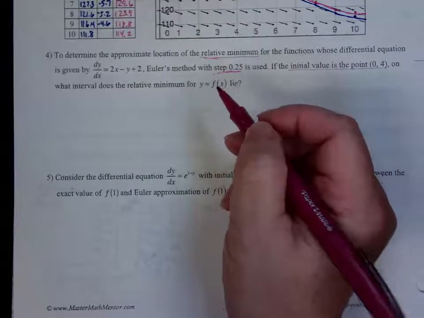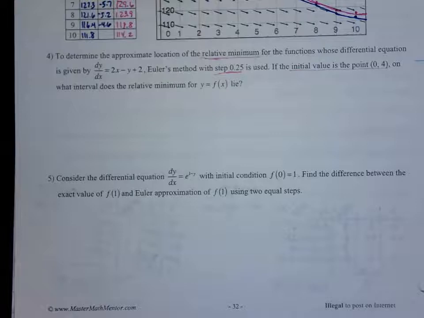What happens on a graph when you have a minimum? What's the graph doing? It is decreasing, and then it changes to increasing. Now that's what F does. What is F prime doing? It's going from negative to positive. Do you agree with that statement?